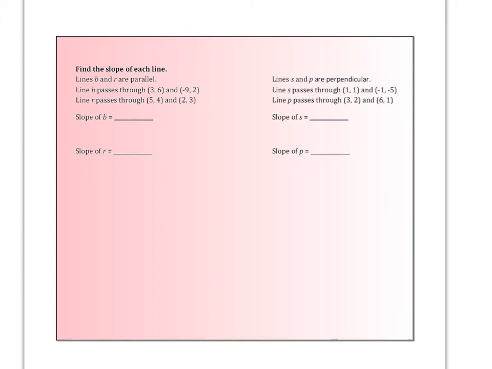Lines B and R are parallel. Line B passes through 3, 6 and -9, 2. Line R passes through 5, 4 and 2, 3. Find the slope of B. Let's use the formula. Remember our slope formula is y2 minus y1 over x2 minus x1. Why don't you guys pause the video and try to find the slope of both of those, B and R. And then unpause the video when you're done with those two.